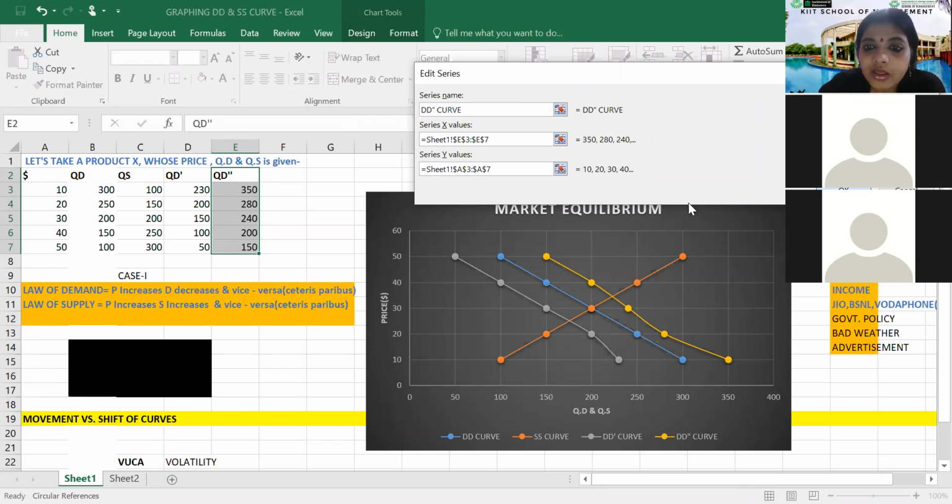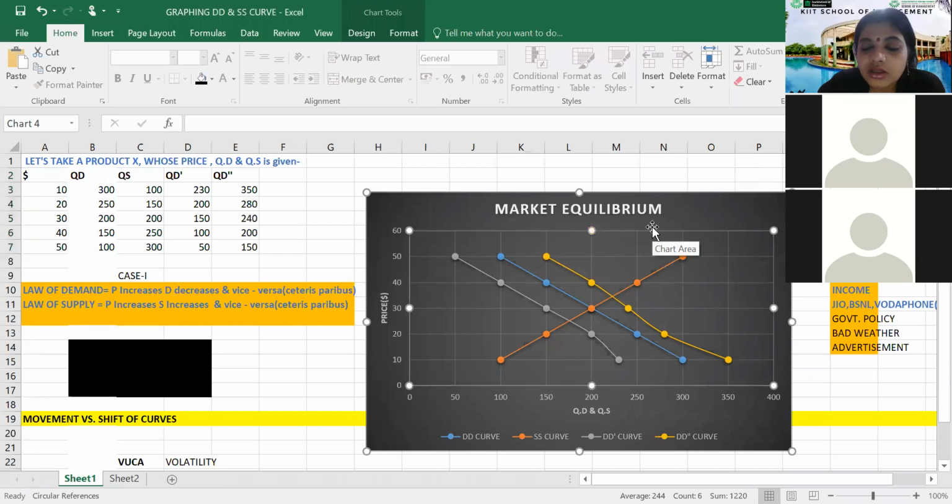So, okay, what do you notice? Now the demand curve, where has it moved? Can you see the yellow line? All of you, can you see the yellow line? So now the demand curve has moved towards the right or upward. So again, this is a shift.